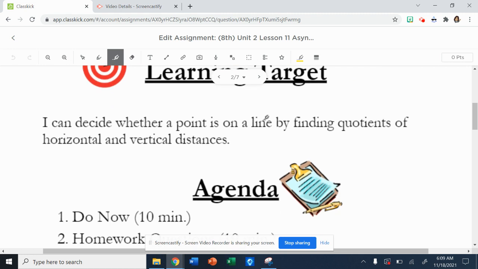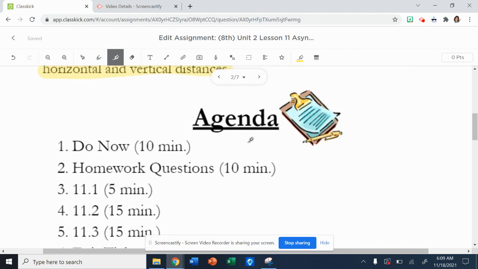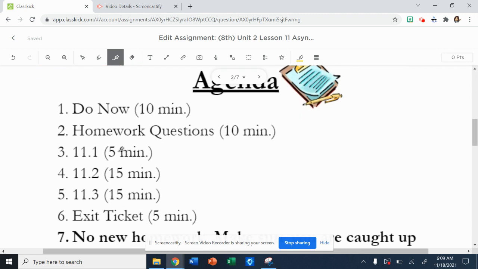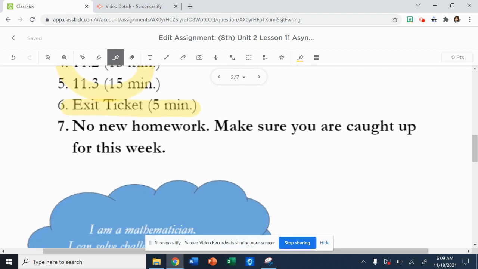Today's learning target is I can decide whether a point is on a line by finding quotients of horizontal and vertical distances. You got a pretty straightforward lesson today. We're just going to do lesson 11. There is an exit ticket in the main folder. There's no new homework tonight, but make sure you're caught up for the week. And remember, you can always see that list at the top of Schoology.